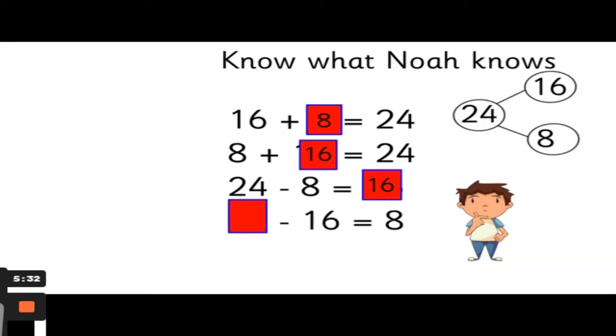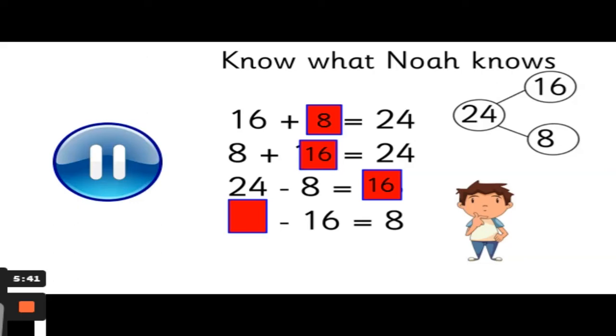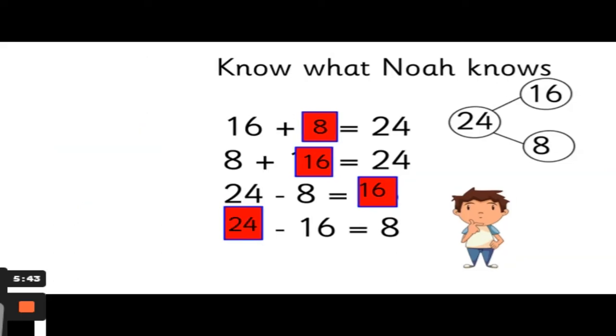And the last one, something subtract 16 equals 8. Write down the number sentence and your answer, and let's see what you got. Well done! 24 subtract 16 equals 8.